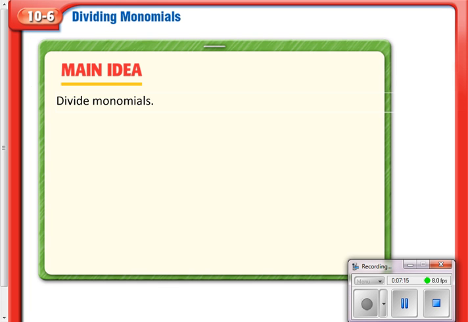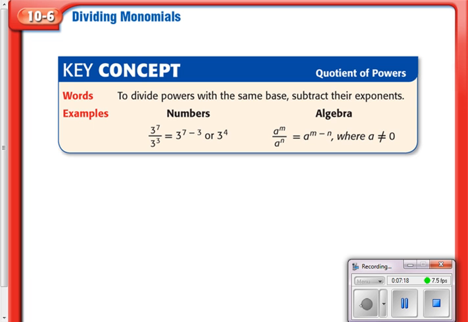Combining 10.6. 10.6 is on dividing monomials. The key concept shows, again, when you have the same base, you subtract exponents. Example, here it is. This division is happening. Same base, 7 and 3. Same base, dividing, subtract exponents. Simple concept, just the opposite of multiplying.